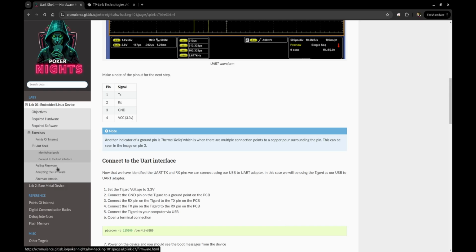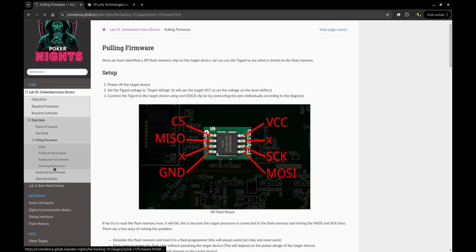What we're going to do to accomplish that is we're actually going to pull the firmware from the device. And if you'll remember, we found that chip that we believe, or we know it's the SPI flash because we looked at the part number. So now we're going to connect to that and try to pull the firmware from the flash chip.